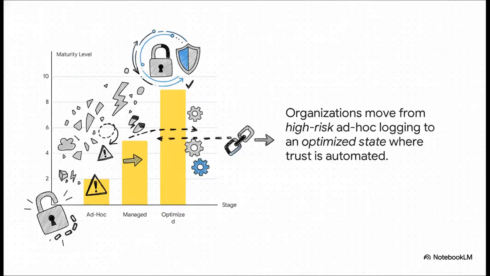And this whole process is really about moving up the maturity model. You start out in an ad hoc state, where you've just got scattered logs everywhere, which is super high risk. Then you get to a managed state with centralized logs and some semantic lineage. But the goal, the target state, is to be optimized, where your trust is completely automated with cryptographic anchoring. You get to a point where you don't need people doing manual checks anymore because the system guarantees it.